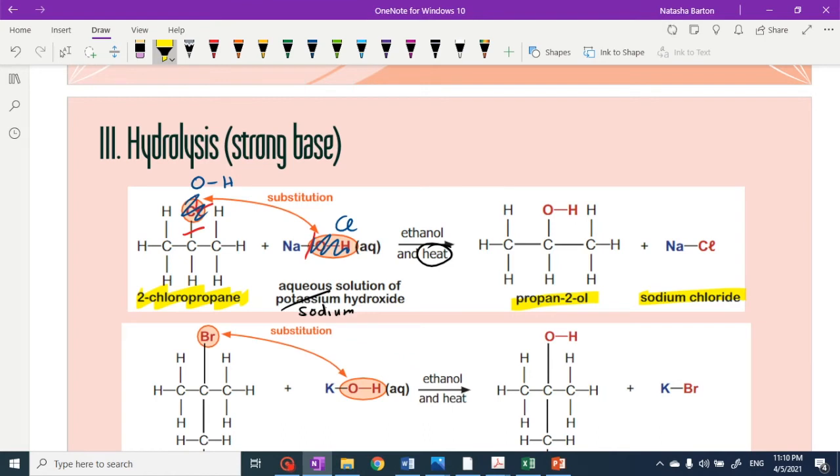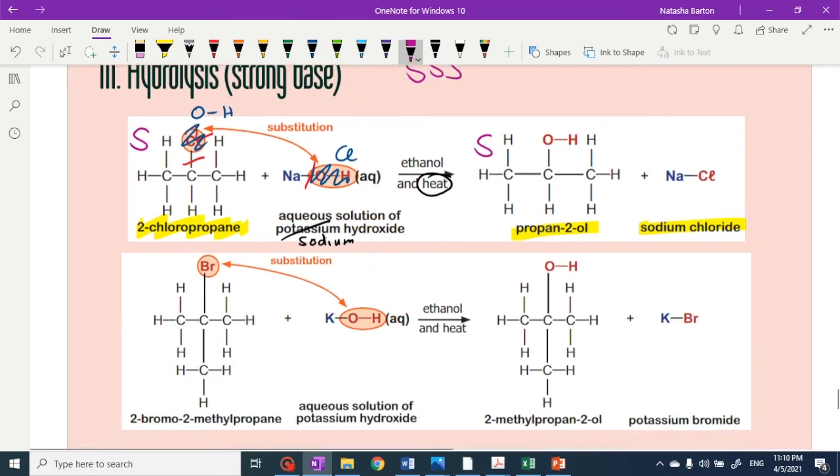This is a hydrolysis reaction. It's a substitution reaction because we have a saturated compound reacting to form a saturated compound, and that means it's a substitution reaction, the triple S.